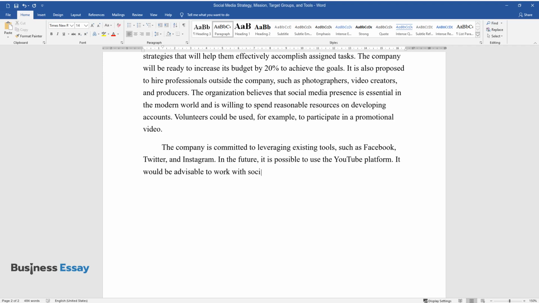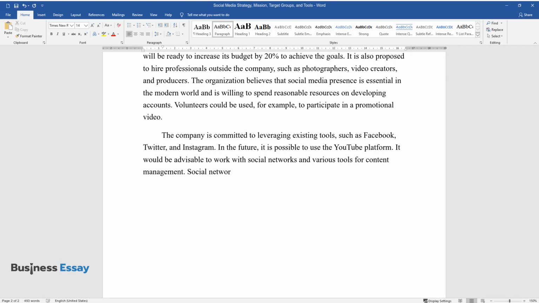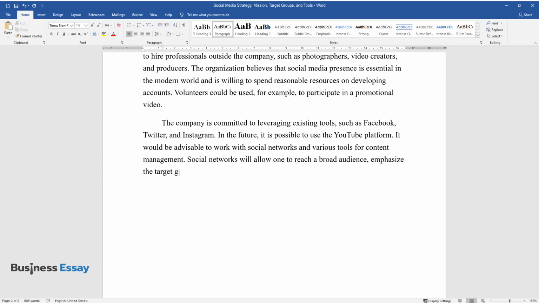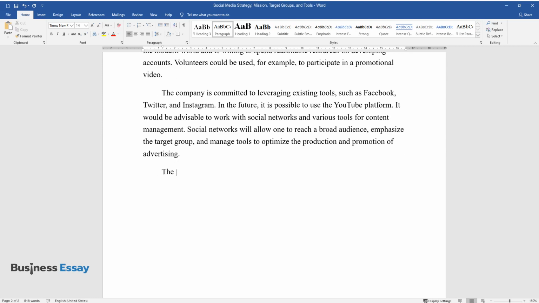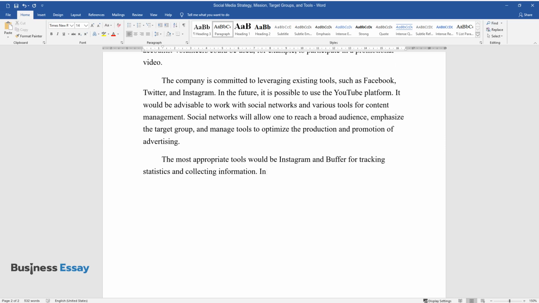It would be advisable to work with social networks and various tools for content management. Social networks will allow one to reach a broad audience, emphasize the target group, and manage tools to optimize the production and promotion of advertising. The most appropriate tools would be Instagram and Buffer for tracking statistics and collecting information.